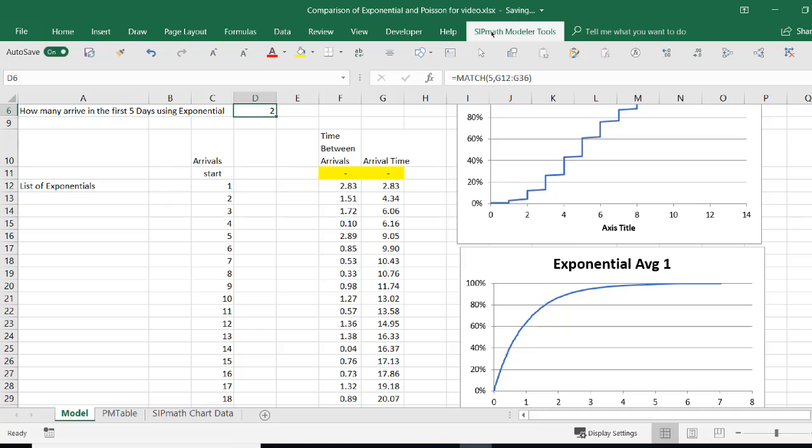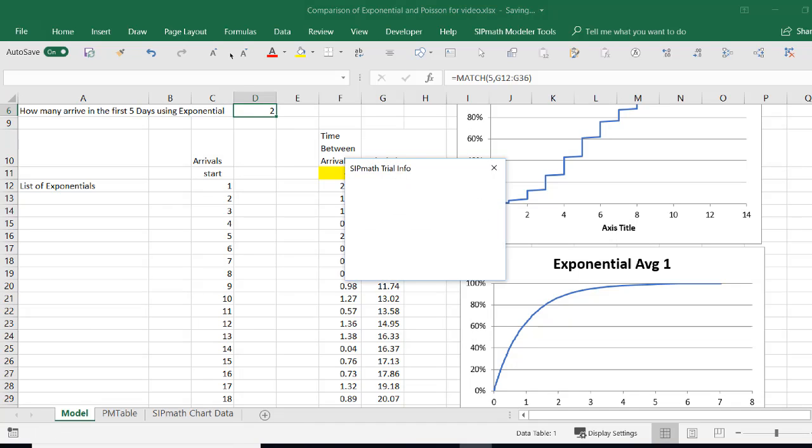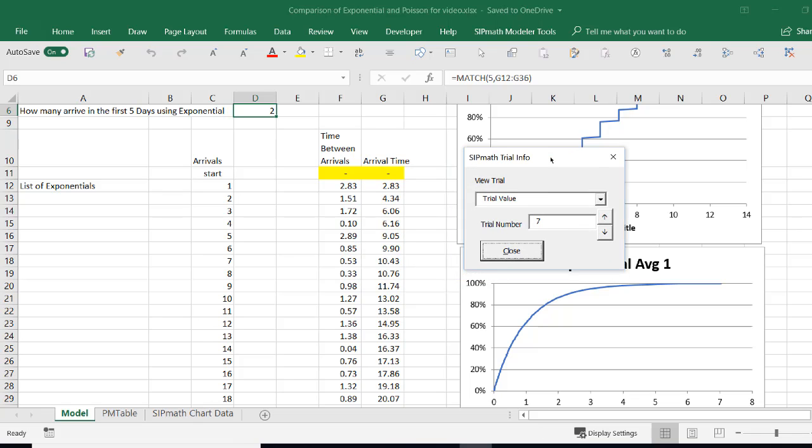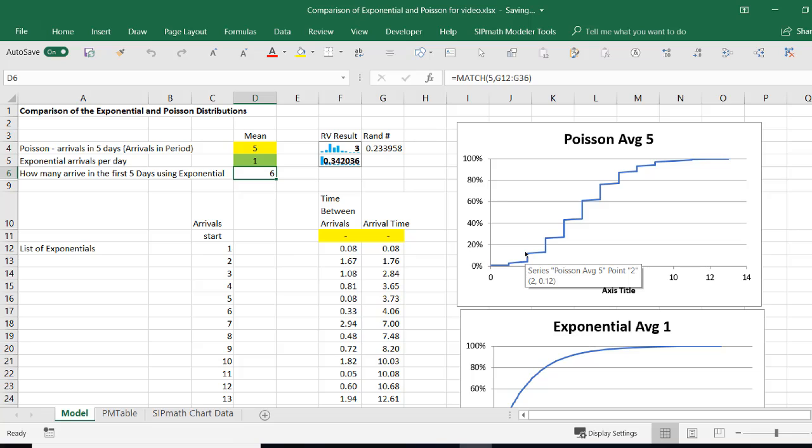Let's just check this a little bit. We'll come over here to get trial information. And let's look at trial, that's trial 7. Let's go look at trial 8. Trial 8 also had 2. Well, that doesn't help me. How about trial 9? Trial 9 has 6. So I have 1, 2, 3, 4, 5, 6. So that all works. So let's close.